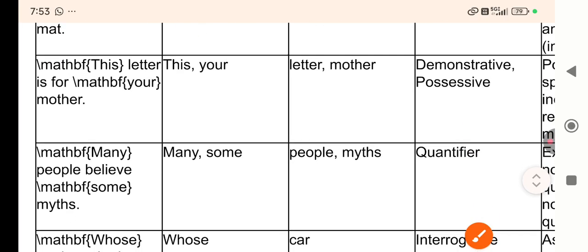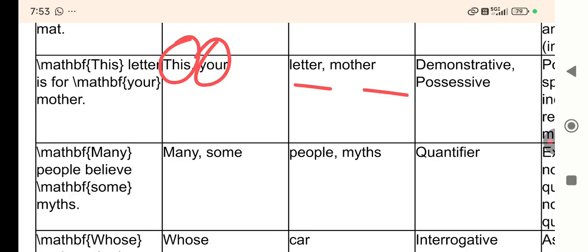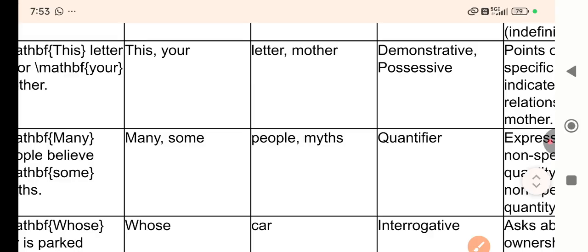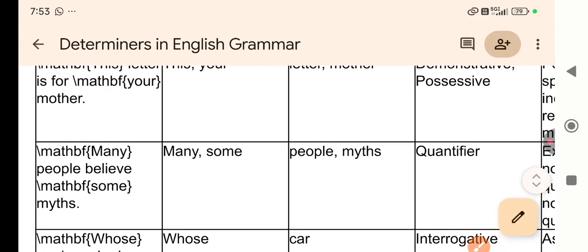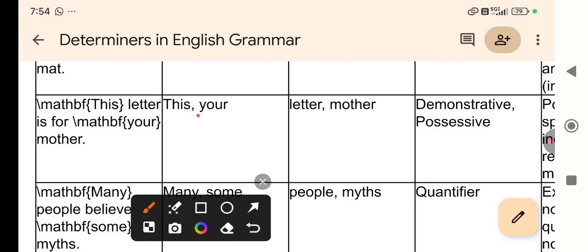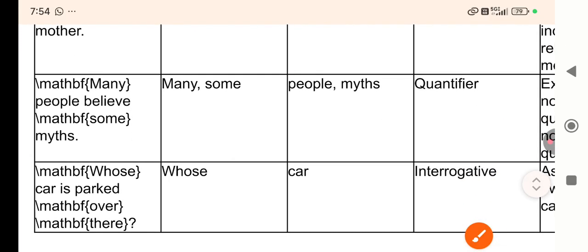Okay, now: this letter is for your mother. So this and your, two determiners are used, and letter and mother, two nouns are used. Then the type of determiner: this is demonstrative and your is possessive. Okay, now next is many and some.